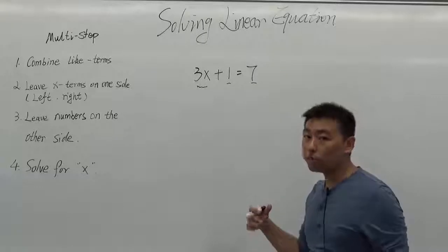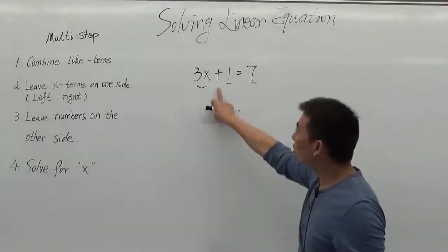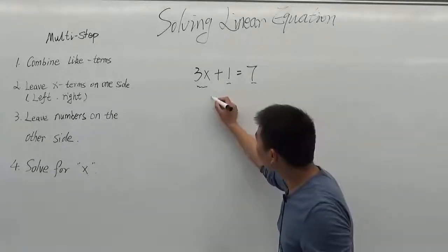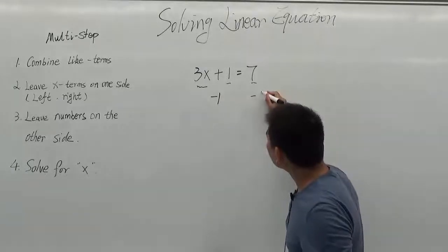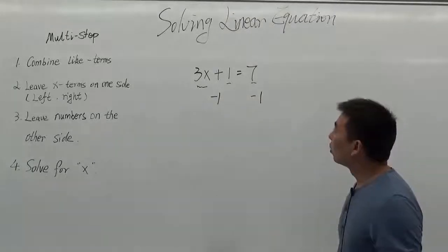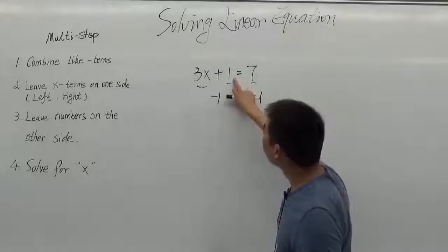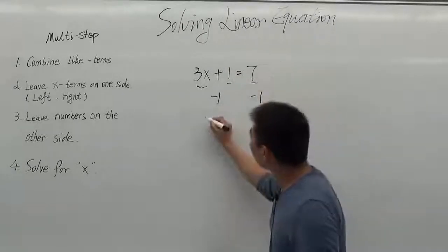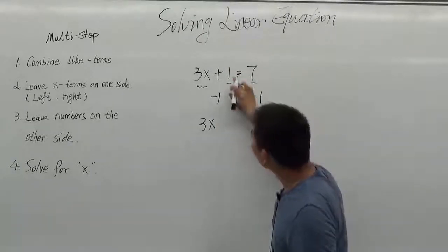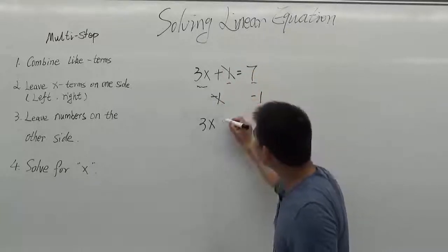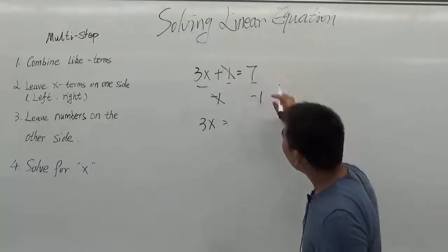In the previous video we did that. Here's the addition, so we can do a subtraction here. Do the same thing to the other side. Then we can simplify it, get rid of the number, or move the number to the other side. So we have 3x. 1 and 1 cancel out. Then equals 7 minus 1.